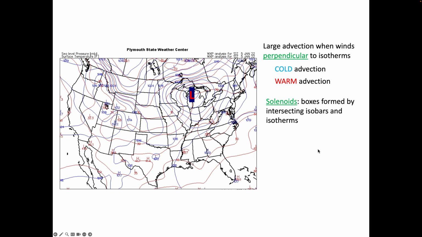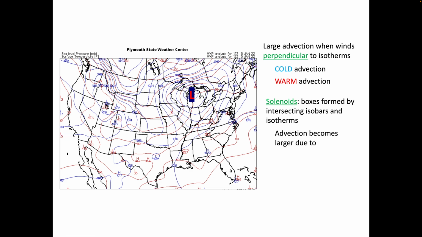And the rule of thumb basically is that the smaller the solenoid is, the larger the magnitude of the advection or transport is. And where you don't have solenoids, for example, if you take a look at Arizona and New Mexico and Texas, where things look really disorganized, basically if there is any sort of temperature advection going on, the magnitude of it is quite small.